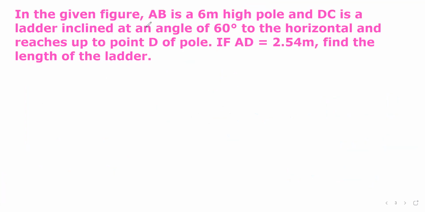In the given figure, AB is a 6-meter height pole and DC is a ladder inclined at an angle of 60 degrees to the horizontal and reaches up to a point D of the pole. If AD equals 2.54 meters, find the length of the ladder. Actually the figure is given here, so let me draw the figure.